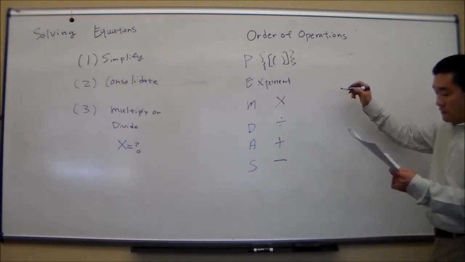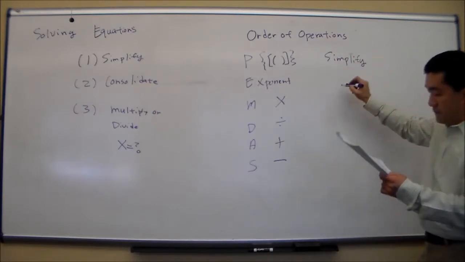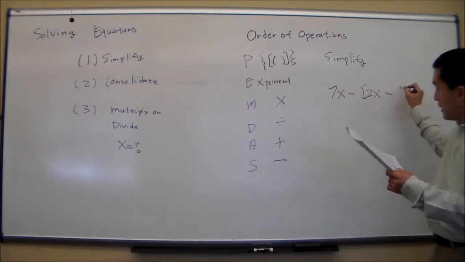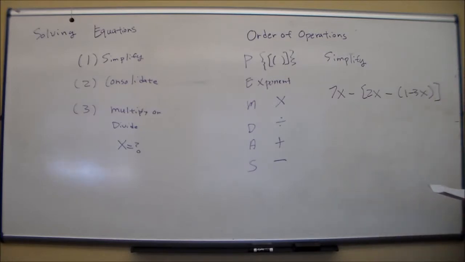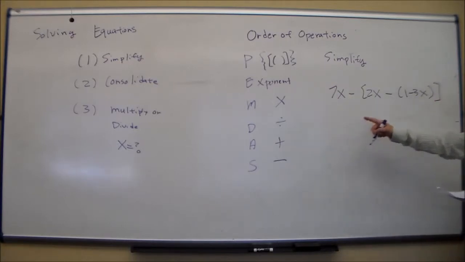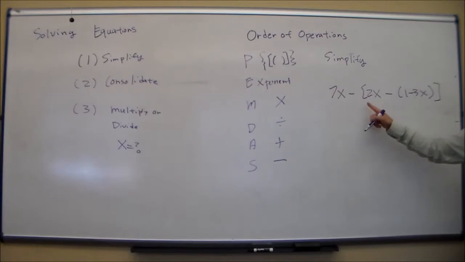So if I use this to simplify 7x minus 2x minus 1 minus 3x, according to this order of operations rule, the first part I'm going to have to look at is parentheses. 1 minus 3x. It turns out there's not much you can do because these are not like terms. So I'm going to expand out the brackets, which are here.